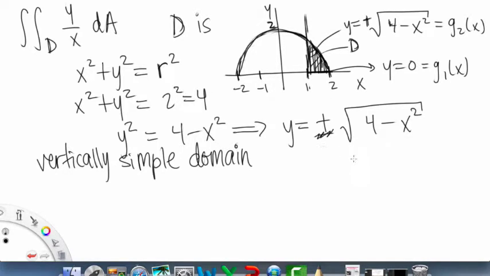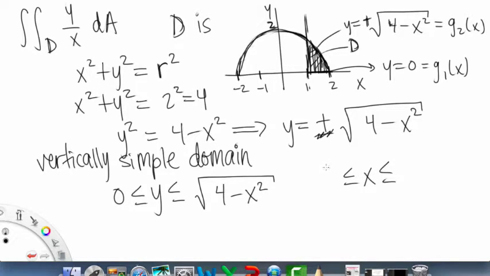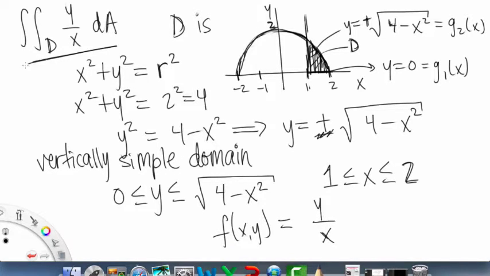Now that we have this, y is bounded by 0 on the bottom and the circle on the top. The equation for that was positive square root of 4 minus x squared. We can see from the picture that x goes from positive 1 to positive 2. So we have our bounds, and we also know that our f of x, y is equal to y over x, because that's what we're given at the top. Now we can set it up to solve, and I will do so on the next slide.